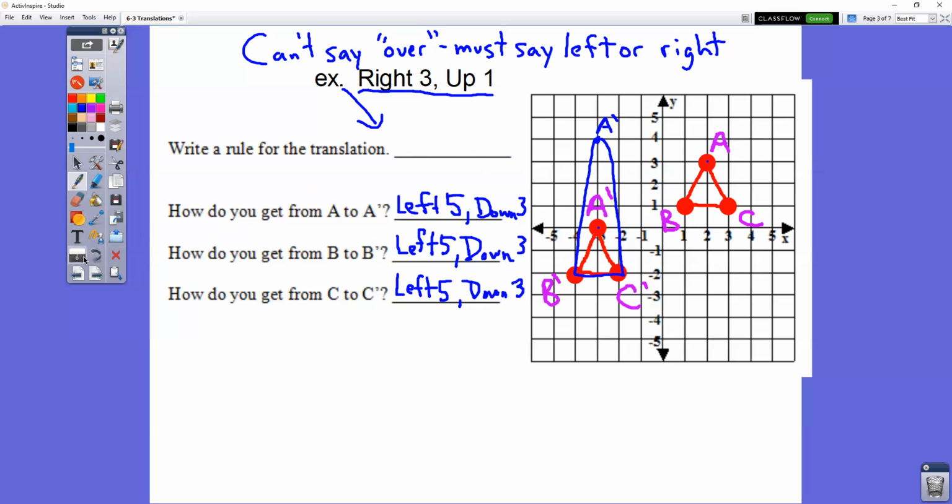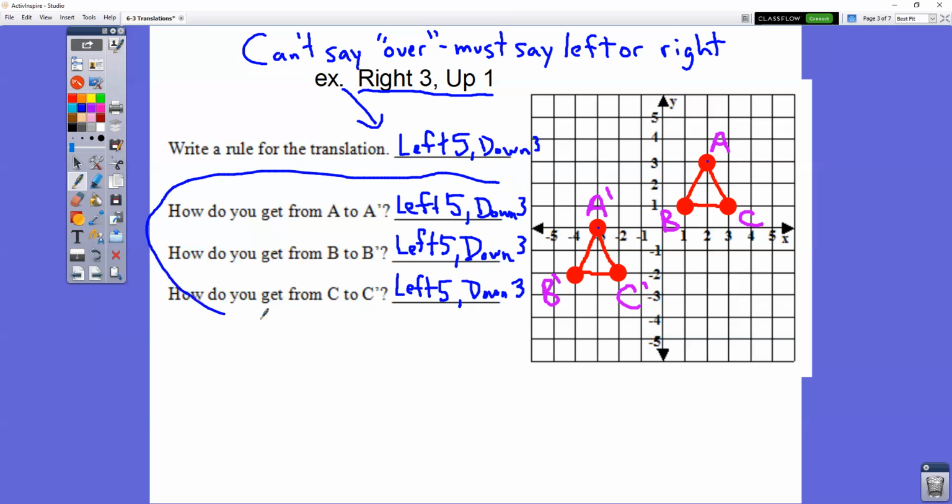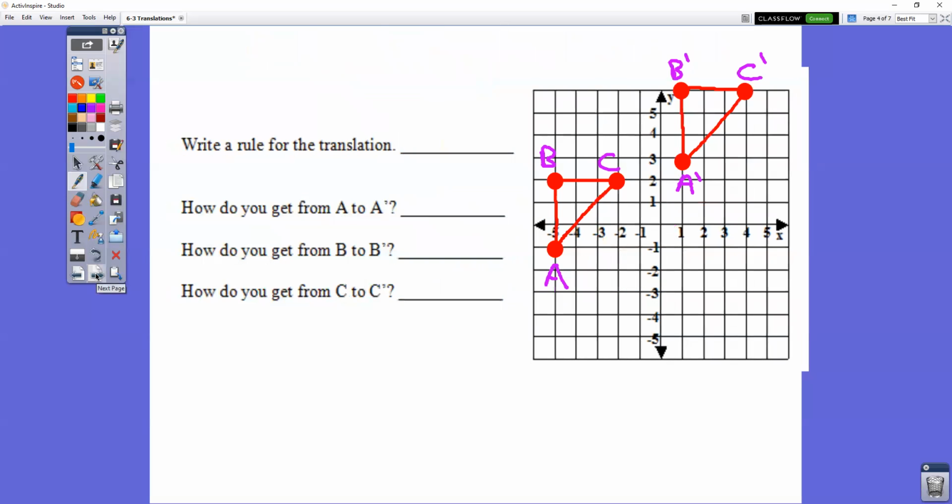So all that we have to do to write the rule is just write down exactly how we move. You would write as an answer to this one, left 5, down 3. Now, on your homework today, you're not going to see all of this section. It will just say write the rule. So you only have to do it once. Just go from any letter to the same letter prime. So let's take a look at another one.